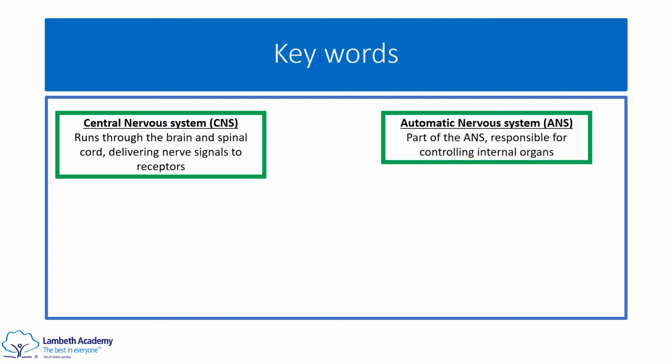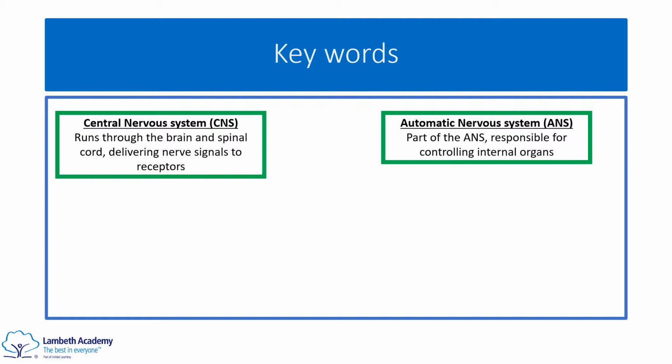The next one is the autonomic nervous system. You may also see this throughout my PowerPoints referred to as the ANS. Now this is part of the nervous system and it's responsible for controlling internal organs. As it states in its name, it's automatic, which means it just reacts, and it sends signals without us even telling ourselves to.